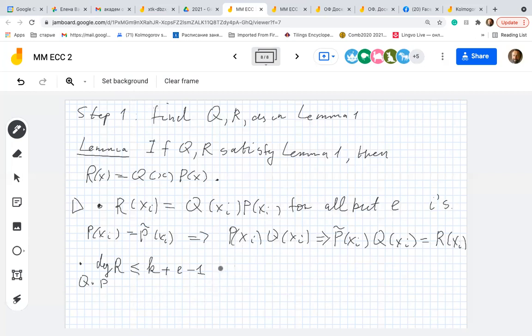We need that this is less than the number of points, strictly less, sorry, we need that this is strictly less than the number of points where they coincide, which is n minus e.